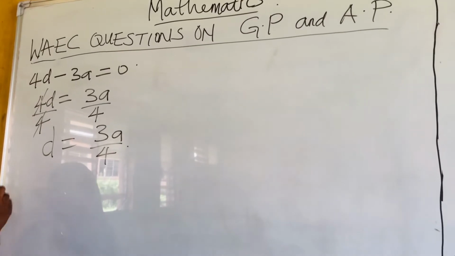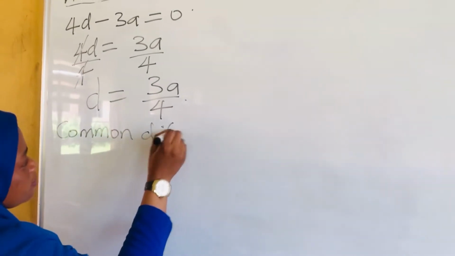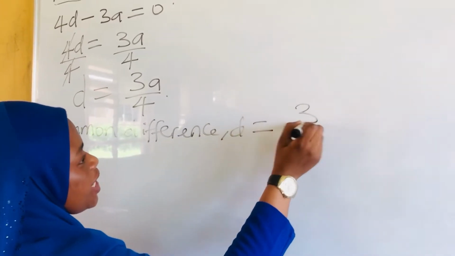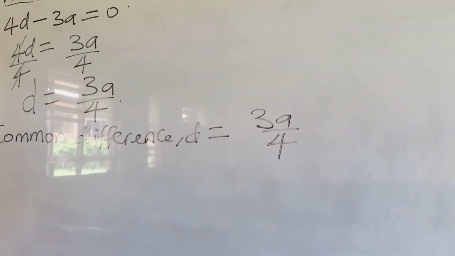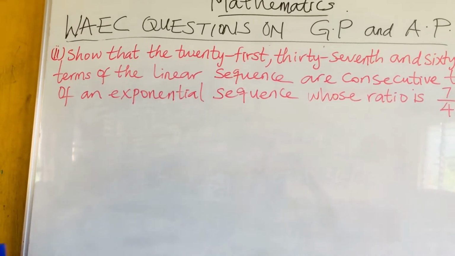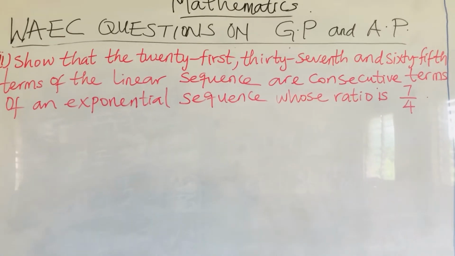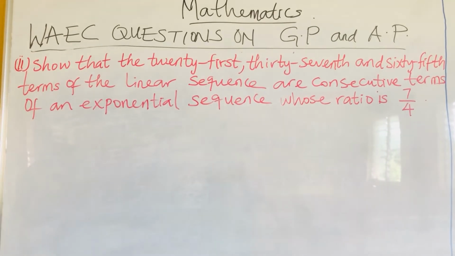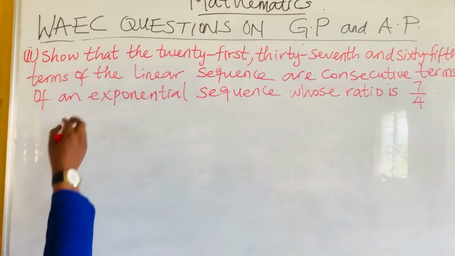Now that is the common difference. So the common difference d is equal to 3a divided by 4, because they have to find it in terms of the first term, which is a. So we have solved the first one. Question 2. Show that the 21st, 37th, and 65th terms of the linear sequence, that is AP, are consecutive terms of an exponential sequence, that is GP, whose ratio is 7 over 4. So solution.